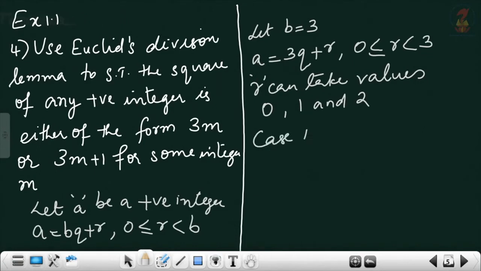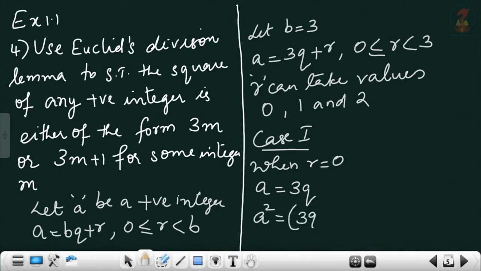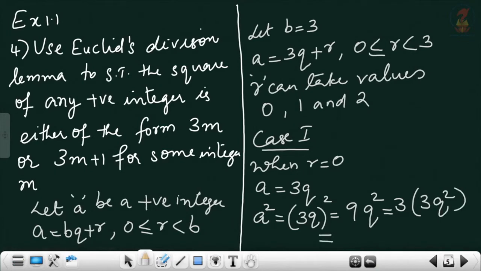So, case 1, when r is equal to 0, a is equal to 3q. What we need is the square of any positive integer. So, a square is equal to 3q whole square, which we can write as 9q square. But we need this in terms of 3. So, we are writing 3 into 3q square, which is equal to 3m, where m is equal to 3q square.